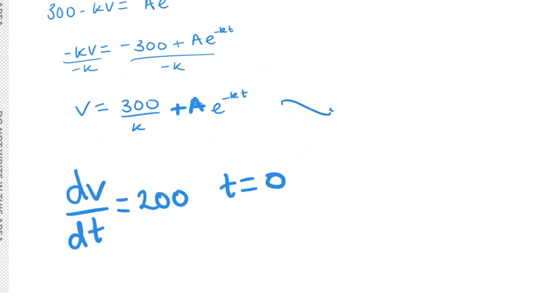So if I'm to differentiate this, 300 over k differentiated, what is it? 300 over k is just a number. What happens if we differentiate a number? It's nothing, exactly. ae to the minus kt. We're going to have ae to the minus kt multiplied by the differential of the bracket, which is minus k. Now, remember, minus k times a, what do we know? It's just all constants, okay?